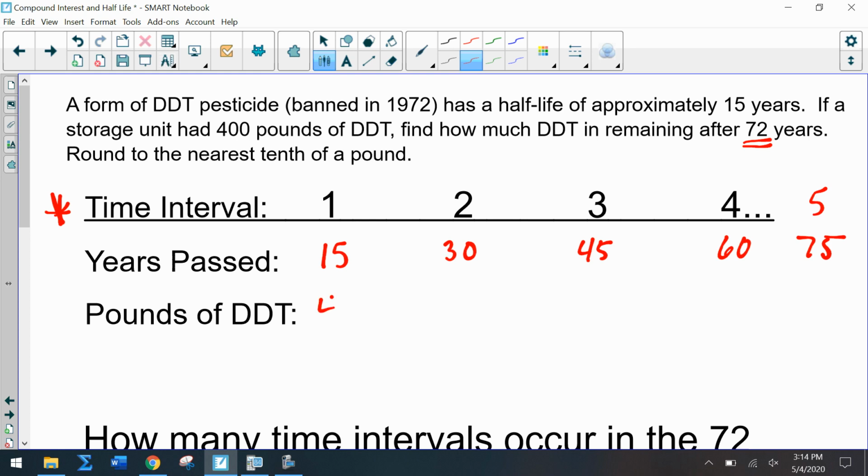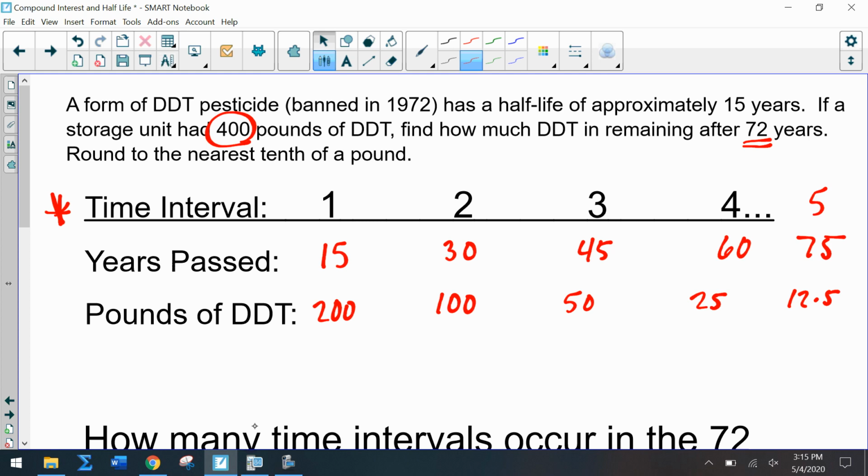If we started with 400 pounds, then after one time interval, there'd be 200 left, half of this amount. Then after the next interval, we would have 100 left, then 50 left, then 25 left, and then 12.5 left. We just keep taking half of it, half of it, half of it.